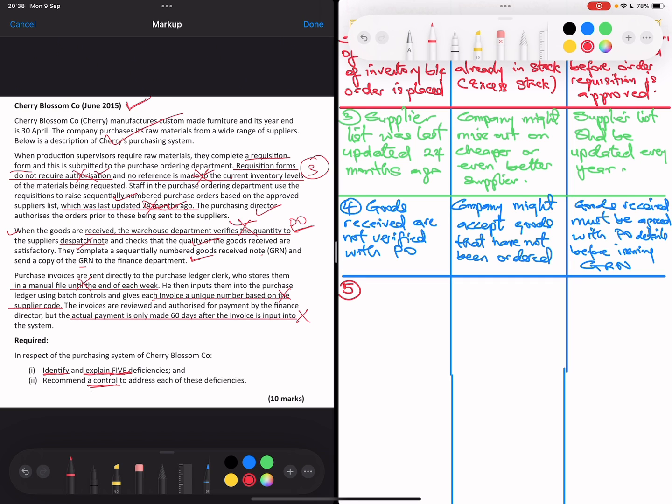That's those 4. The 5th one is invoice. When invoice is received, they are stored in a manual from the end of each week. So invoices are kept until end of each week. That is not good. You process immediately. And now we can write what can go wrong immediately. Invoices might be missing and as such not processed.